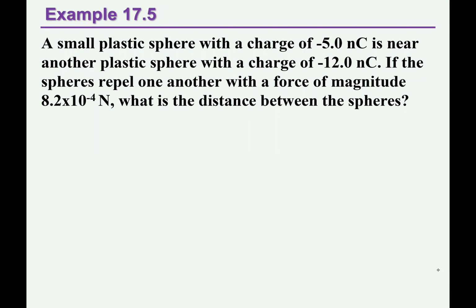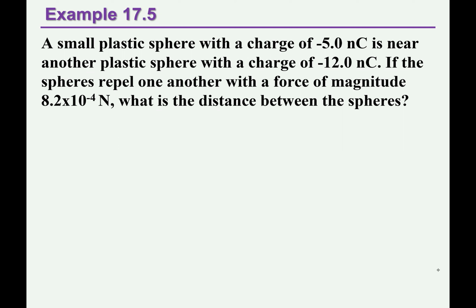All right, so here's one more example. I have a couple of examples here that demonstrate different types of problems: how to convert from some kind of charge to number of particles, and how to deal with two particles when they have a force between them. So here, we have a small plastic sphere with a charge of -5 nanocoulomb near another plastic sphere with a charge of -12 nanocoulomb. I have different charges, both of them negative.